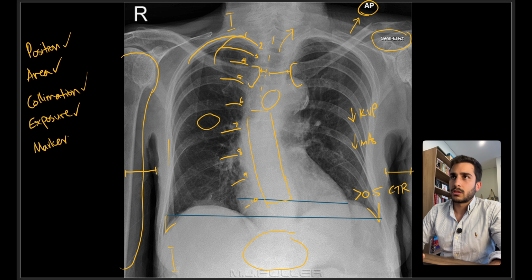Is the marker in the correct position? So there's a right digital marker on the patient's right side, so that's correct. It's telling us that it was taken in the AP orientation and semi-erect. So that's all well and good. Not too bad of an issue. Markers are all there. That's done. Aesthetics is the next one.